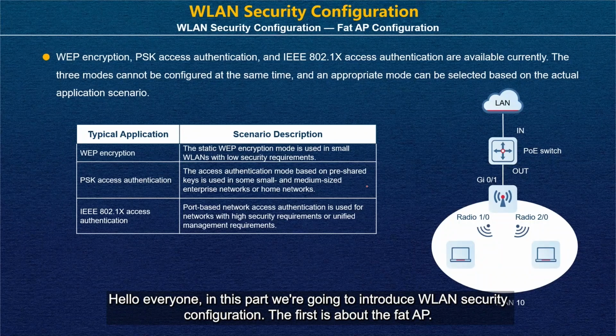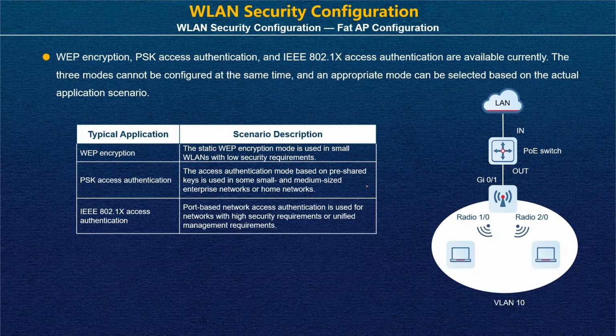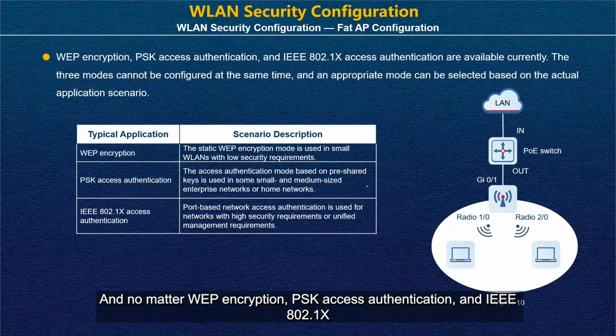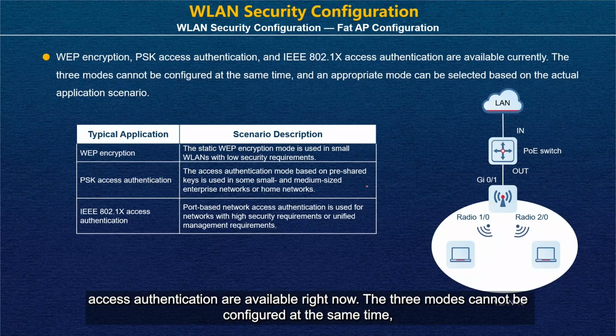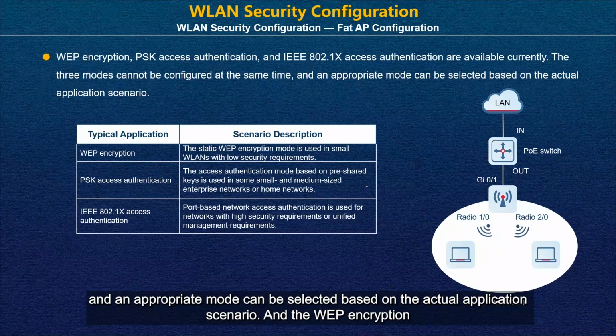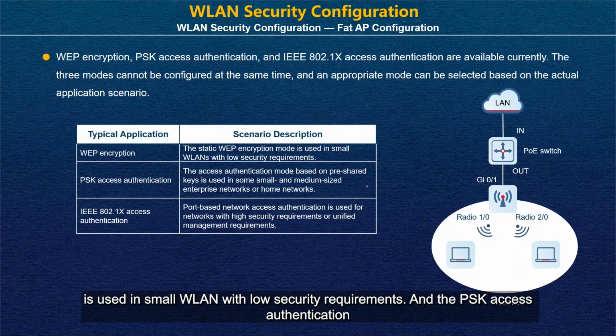Hello everyone, in this part we are going to introduce the WLAN security configuration. The first is about the Fat AP. WEP encryption, PSK access authentication, and IEEE 802.1x access authentication are all available right now. The three modes cannot be configured at the same time, and an appropriate mode can be selected based on the actual application scenario. WEP encryption is used in small WLANs with low security requirements.